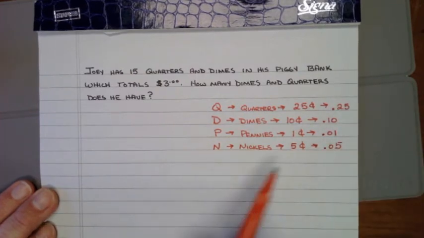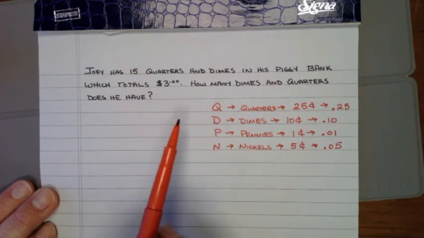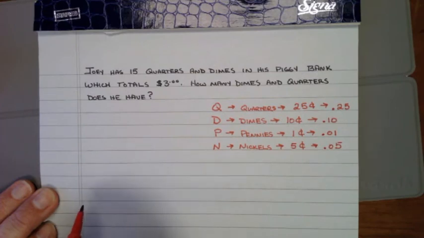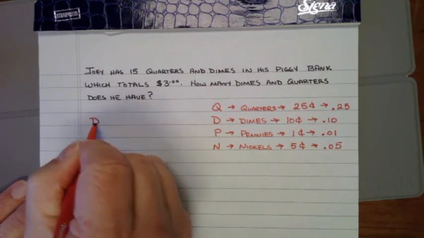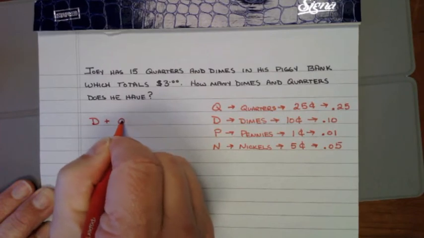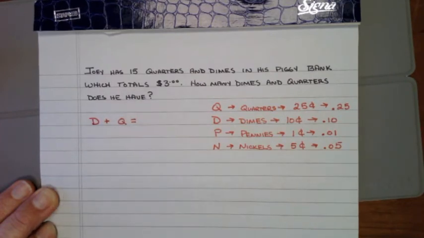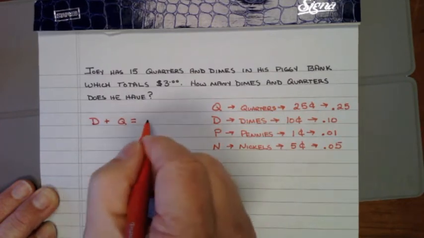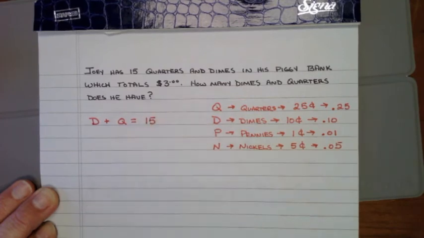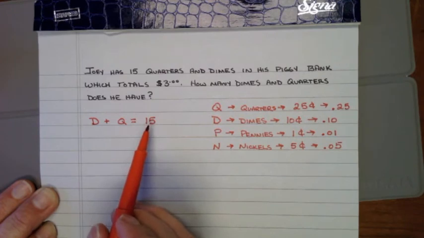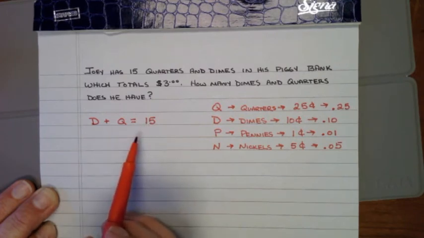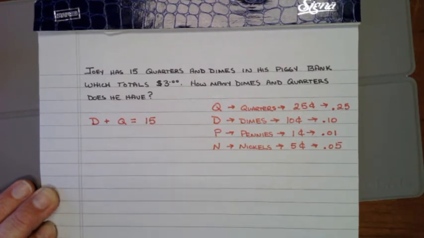I'm going to use these letters and these decimals to help me set up my equation. So I need to find how many dimes and how many quarters. But when I take those dimes and those quarters and put them together, I'm going to have a total of how many coins? 15 coins. This represents how many. My next equation is going to represent the amount of money we're talking about.